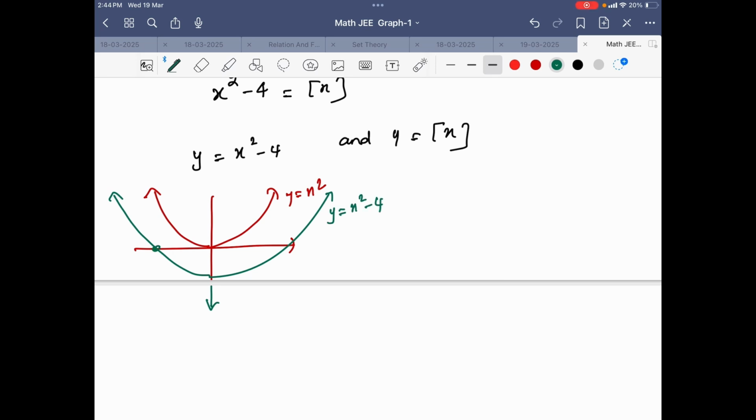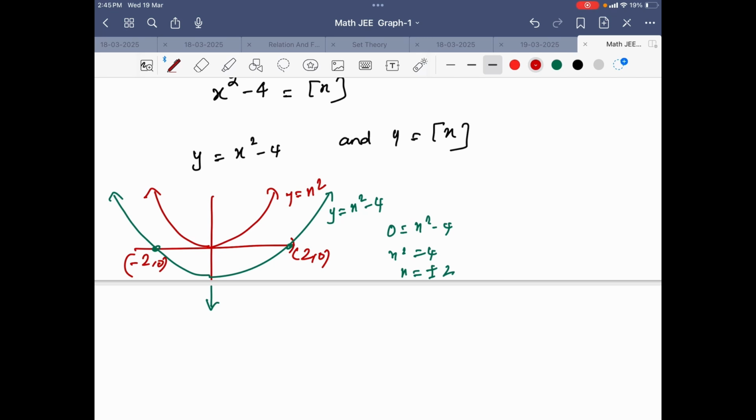Where are these two graphs intersecting? If the graph is intersecting the x-axis, then y would be 0. Just put y equal to 0 here. Then 0 is equal to x square minus 4, x square is equal to 4, x equal to plus or minus 2. Therefore, this point is 2 comma 0, and this is minus 2 comma 0. These are the intersection points.